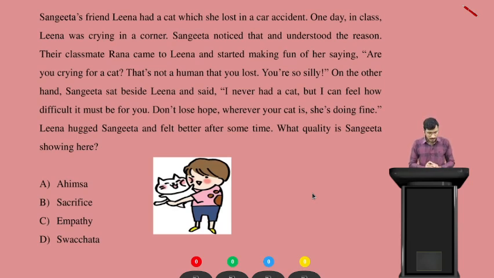Okay. So yes, you have four options. So which option is correct here according to you? Okay, that is a value based question. So which option is correct according to you?